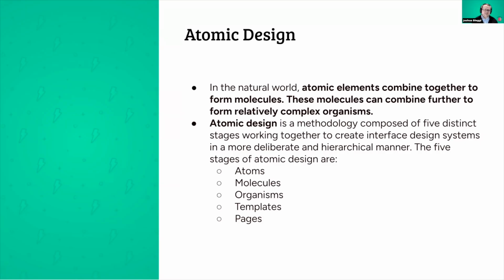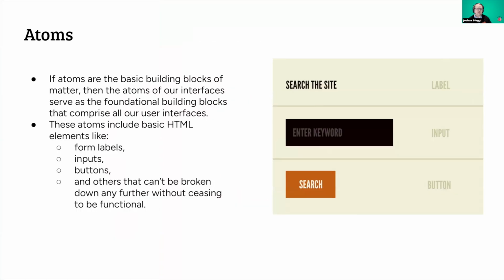So, what do each of these different stages mean? What are atoms? If atoms are the basic building blocks of matter, then atoms of our interfaces serve as the foundational building blocks that comprise all of our user interfaces. These include some of your basic elements, such as form labels, inputs, buttons, and others that can't be broken down without ceasing to be functional. So anything that's at its base level and functional, that's what you're going to get.